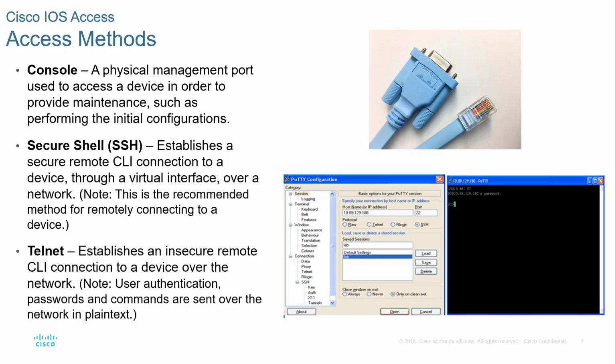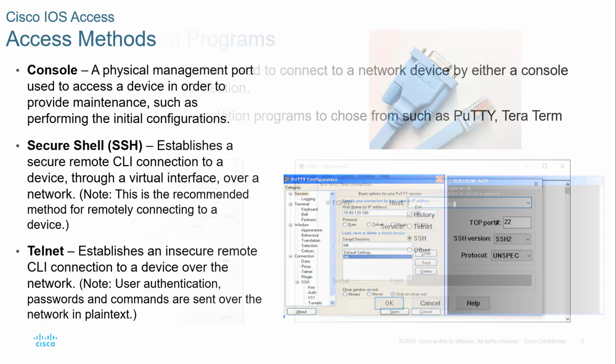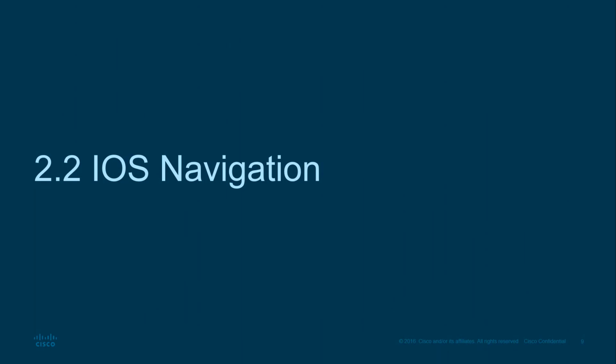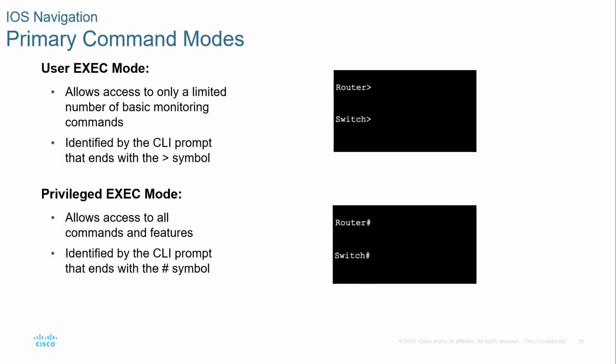These types of programs like Telnet and SSH are actually called terminal emulators. They allow us to emulate a terminal to the device. So once we've actually connected to the device, we have to understand our IOS navigation. One of the big things is the different modes. And that's going to be an important thing starting out, because how the devices operate really depends on the mode that they are in.